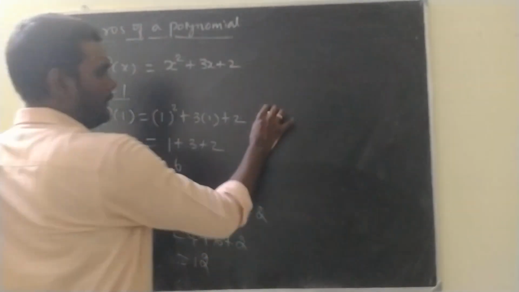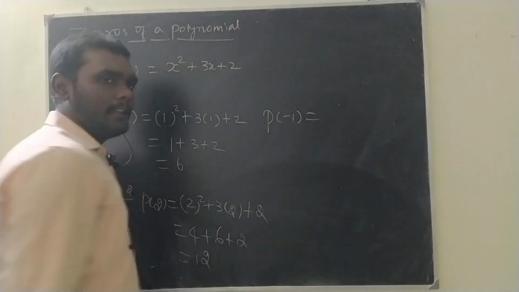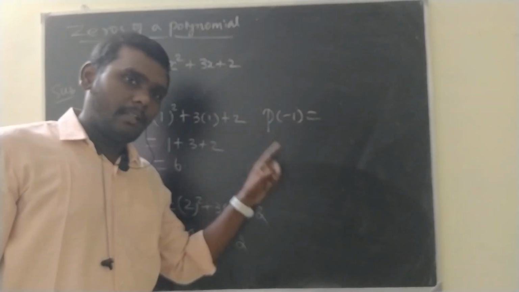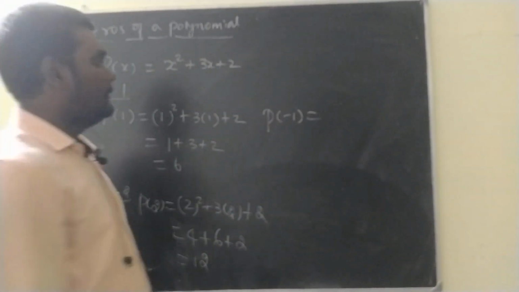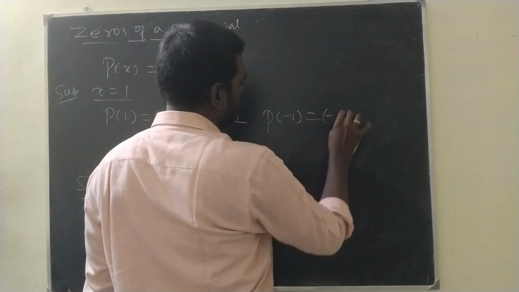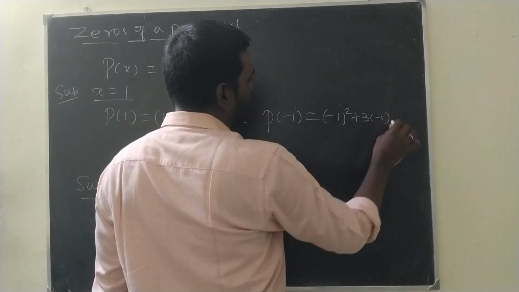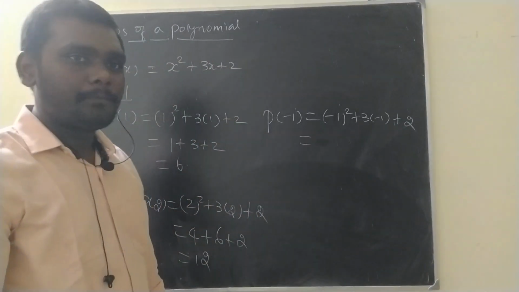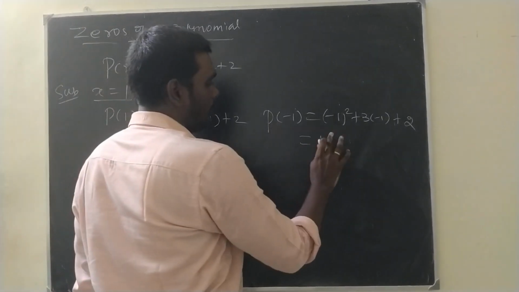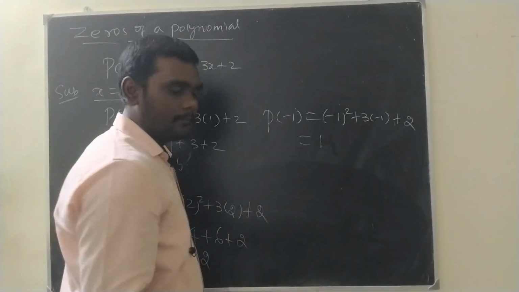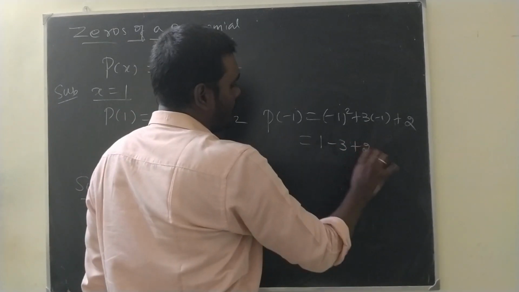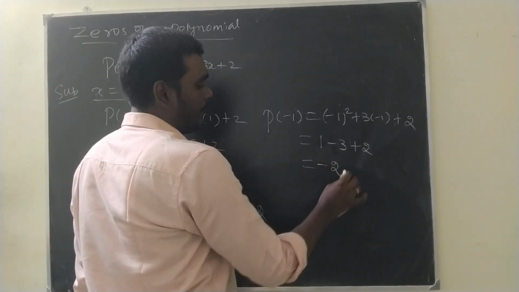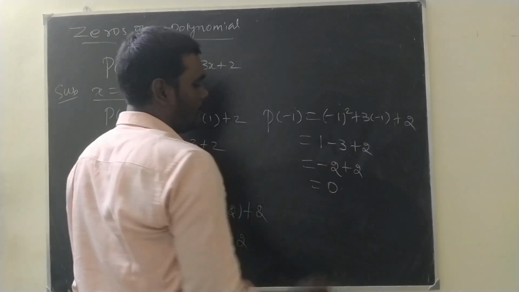It is also possible. P of minus 1. As I said before, wherever x is there, in place of x we have to substitute. So minus 1 square plus 3 into minus 1 plus 2. So minus 1 square, it is what? Minus 1 into minus 1, it is plus 1. Plus 1 and 3 into minus 1, it is minus 3 plus 2. Now add everything here. 1 minus 3 is minus 2 plus 2, it is 0.